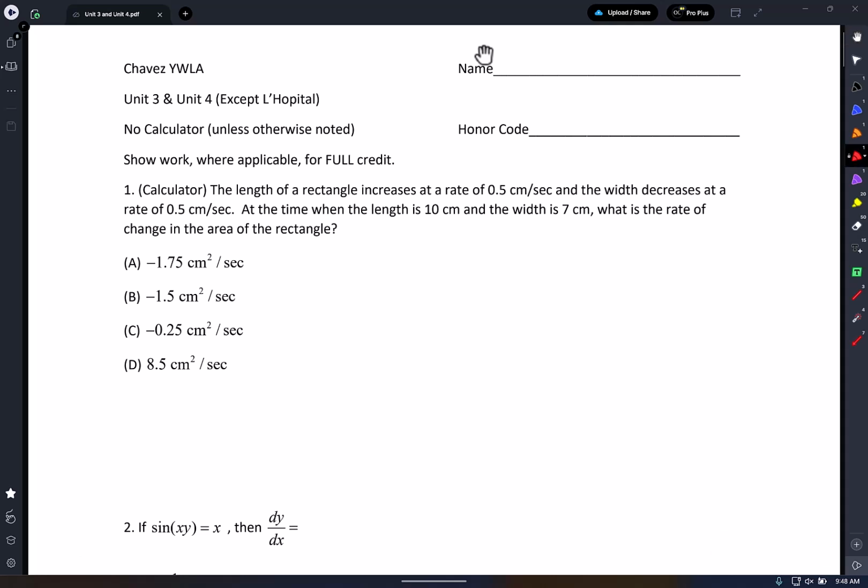Question one. It says the length of a rectangle increases at a rate of 0.5 centimeters per second. So I'm going to draw a rectangle real quick. Here's my rectangle, and I like to go by x and y. If I see a horizontal displacement, I'm going to call that x. If I see a vertical segment, I'm going to call that y. The length of a rectangle increases at a rate of 0.5, so I'm going to call x my length. That means my dx/dt is 0.5 centimeters per second.